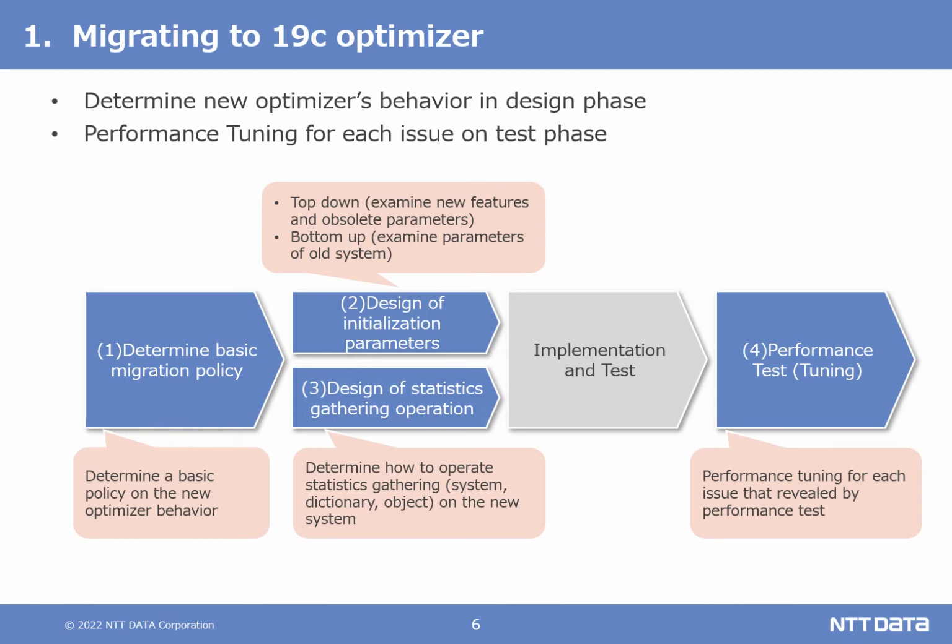So here are the basic processes that we took for migrating optimizer to 19C. First, we determine a basic migration policy for the new optimizer. Next, based on the policy, we design initialization parameters to control optimizer's behavior in detail. Third, we design operations of statistics gathering. Finally, we confirm the performance of applications and tune the slow SQLs if necessary.